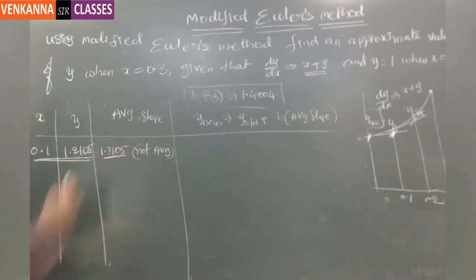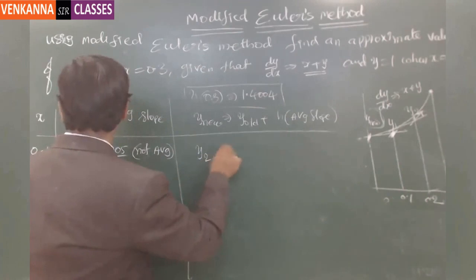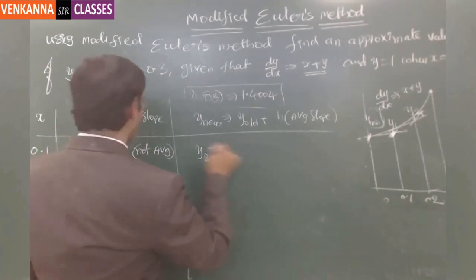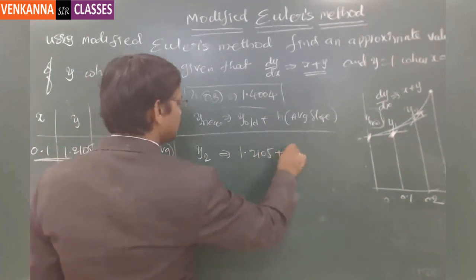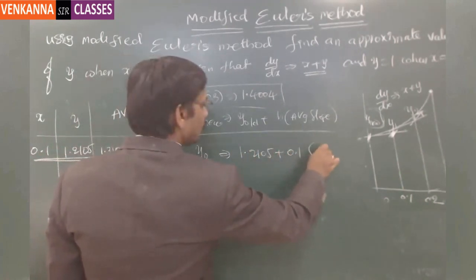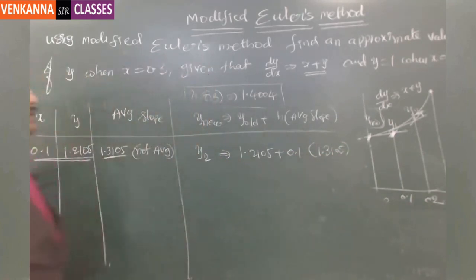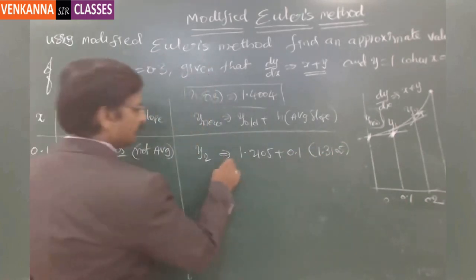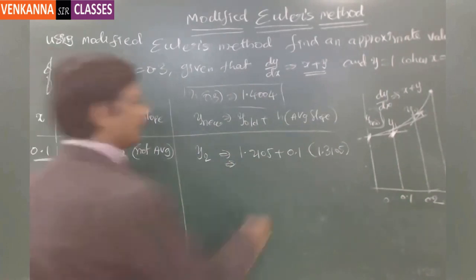So this is the value of the slope at this location for point 1. Now here y new is y2. You can calculate it as y old, which is 1.2105, plus h, which is 0.1, times this slope, 1.3105. This way you have calculated y2, and this value is coming out to be 1.2316.